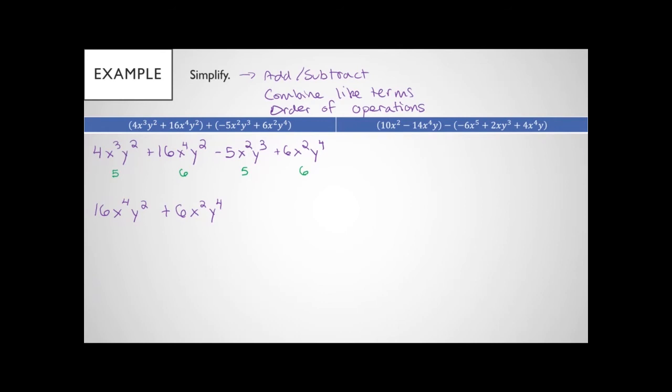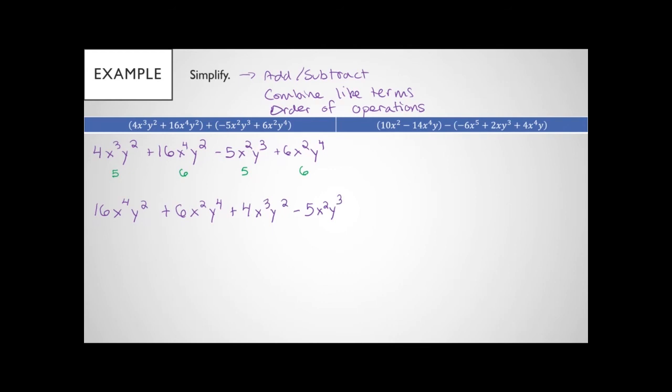Next, we're going to go with the next set of degrees, the degree 5s. So we have a 4x cubed y squared. Then we have a minus 5x squared y cubed. So again, those are not like terms because the exponents don't match. One has an x cubed, one has an x squared. So we can't add those together either, but we are going to write them going from highest to lowest, which means the x cubed will be written first. So I'm going to write 4x cubed y squared, and then the x squared part, minus 5x squared y cubed.